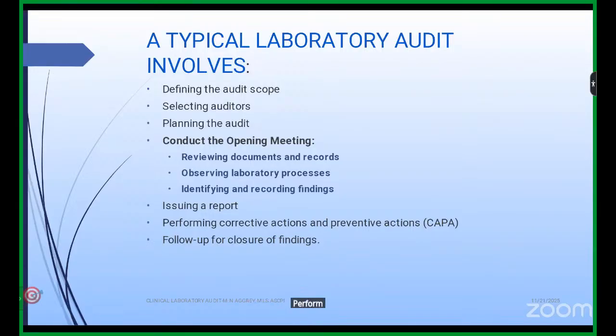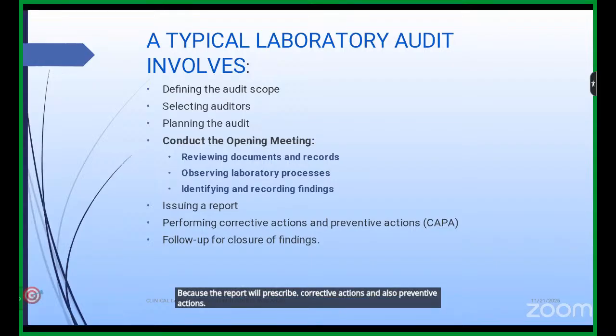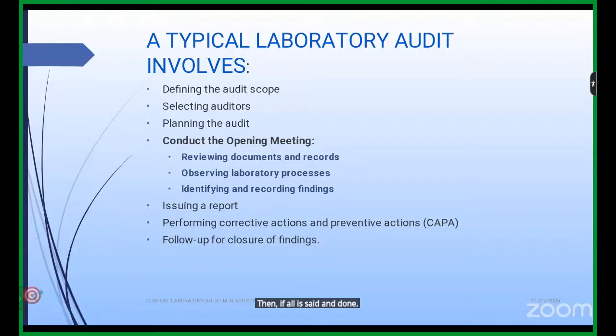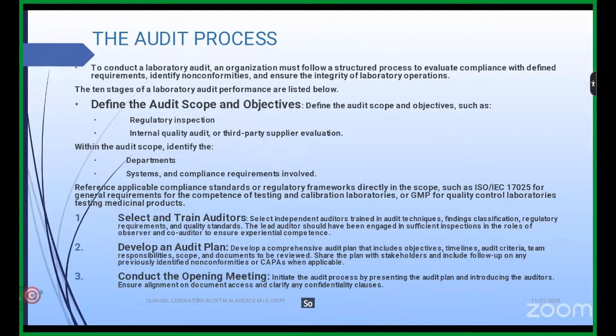Performing corrective action and preventive action follows, because the report will prescribe corrective actions and also preventive actions. Then if all is said and done, what follows up is closure. The loop for the audit is closed. So the audit process follows this. I'm going to explain bit by bit, stepwise, on this process of audit.